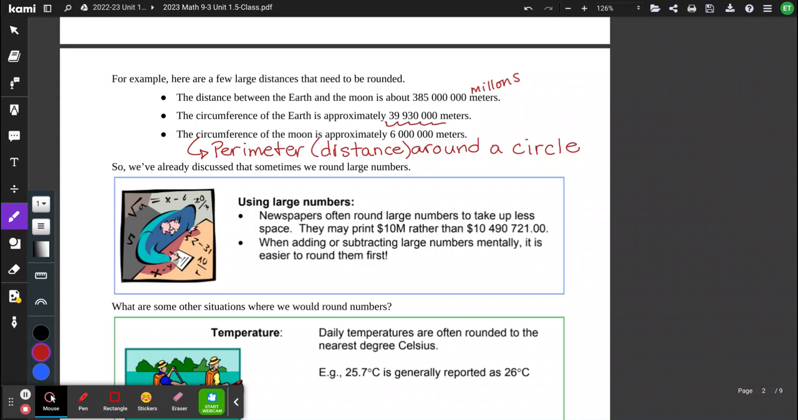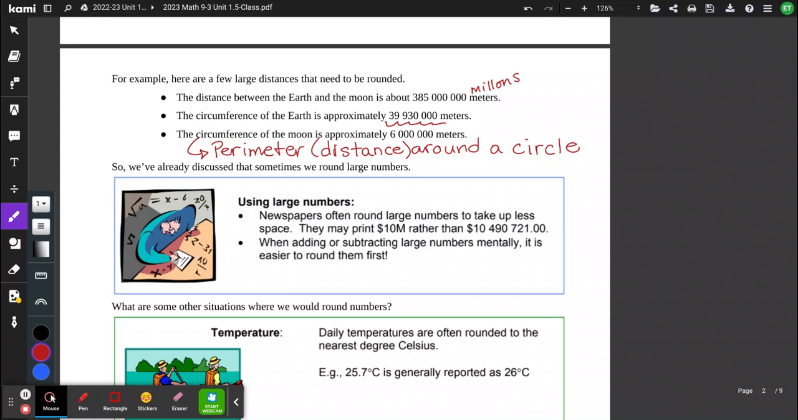So if they were to say we've got this many million, 10,490,721. Well, that would round. The 4 would not round the 10 to an 11. So that means it's going to round down to just 10 million. So you're going to notice newspapers will round numbers very much to save space.